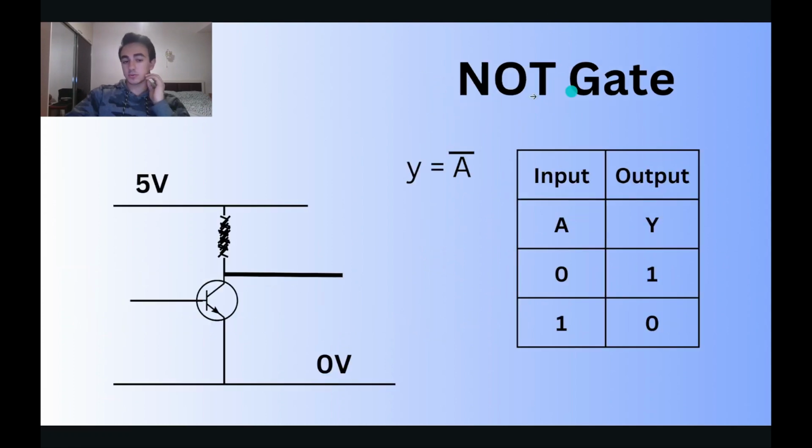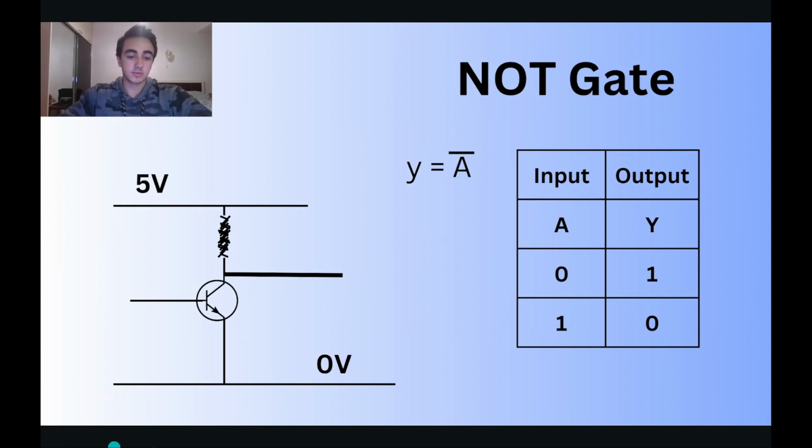So the NOT gate has one input and one output. Basically, it's a negation. So this is the truth table for it. When you have zero as input, it inverts it and outputs one. And when the input is one, the output is zero. The NOT gate's operation is denoted this way.